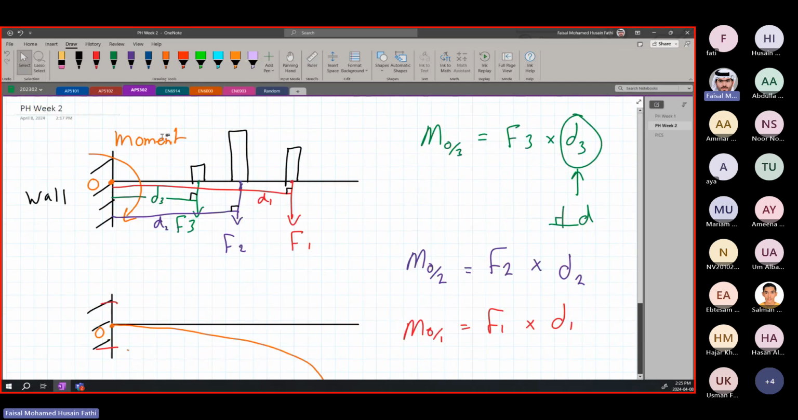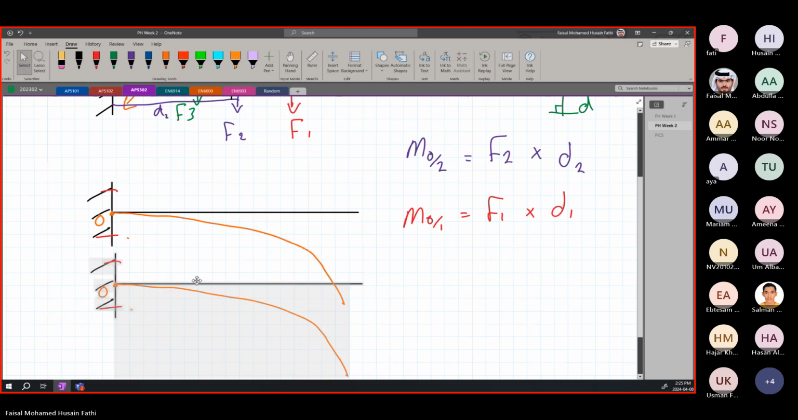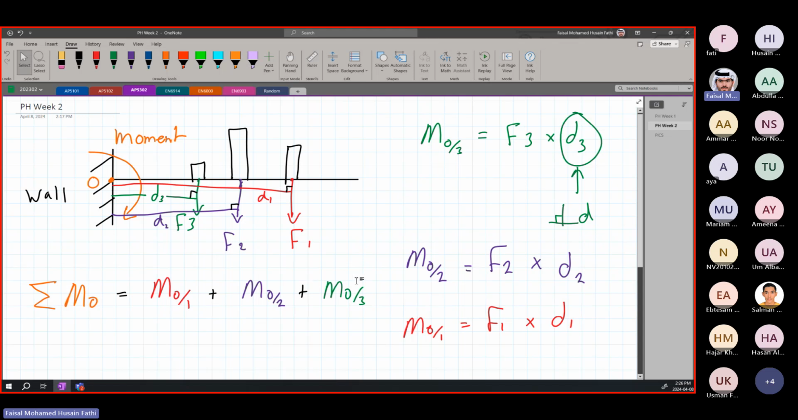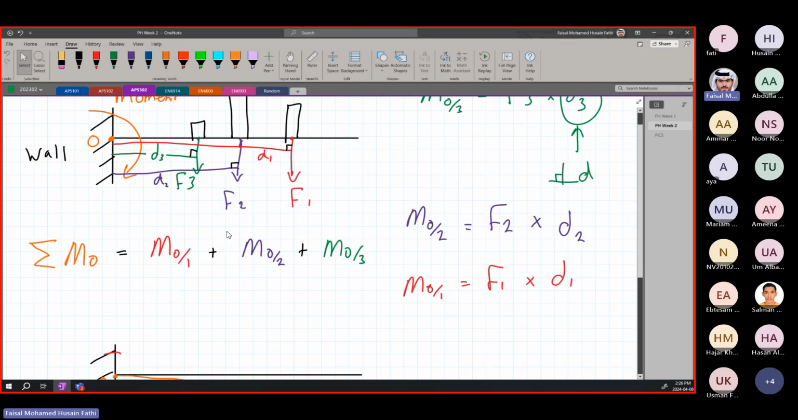Now, if I want to find this total moment, the sigma moment about O, it is simply going to be equal to the moment of 1, so M0,1 plus M0,2 plus M0,3. All right? You're just going to add each moment by itself. But direction is also very important. In this case, all of them are going to have the same direction. And how do I know that?